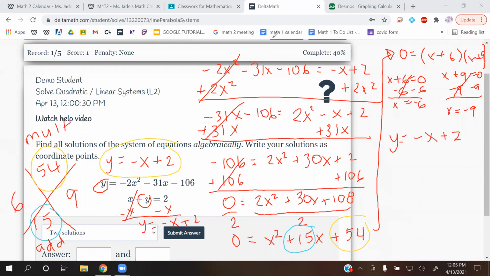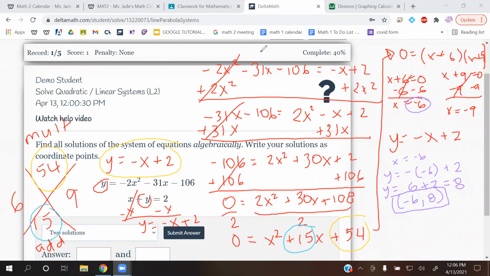All right, let's first plug in our x when it's negative 6. So y is equal to negative of negative 6 plus 2. This would be positive 6 because negative of negative 6 is positive 6. So 6 plus 2 is 8. So y is equal to 8. That means our point is negative 6 comma 8. So we have our purple point.